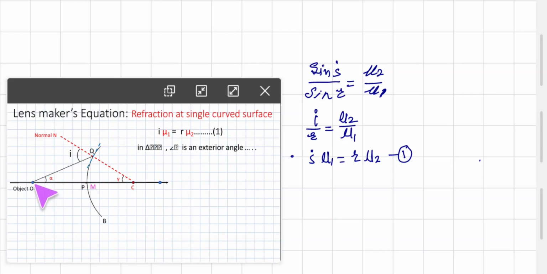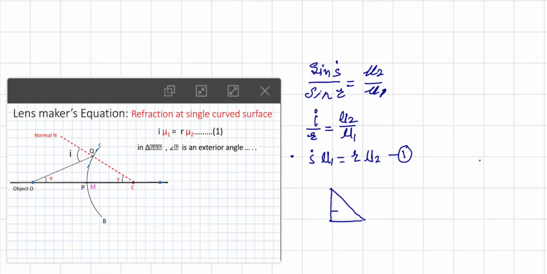So now let us consider a simple figure in which two rays are passing from the object. This is one ray which is making an angle alpha, another ray is going straight along the optical axis, and the third is a normal drawn. This normal is making an angle gamma with this. Now from this triangle we can understand that this angle I is an exterior angle. So what is the concept of an exterior angle? Just suppose this is a triangle.